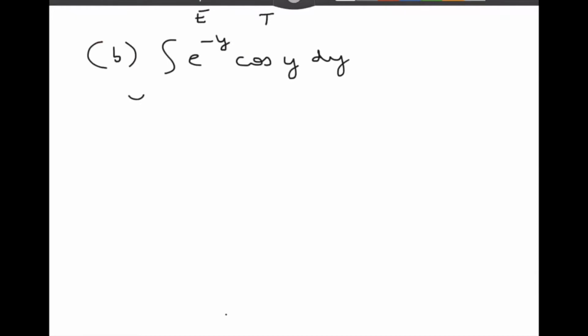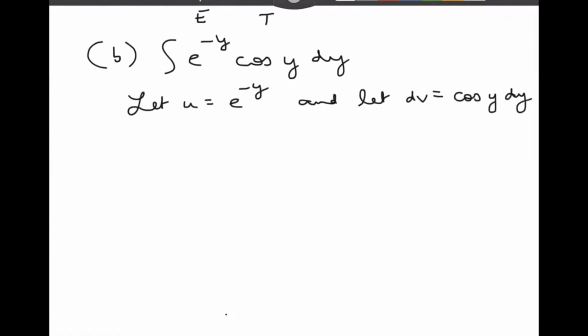So I'll let u equal e to the negative y, and I will let dv be cosine y dy. Seems like maybe a good time to mention again, on this side, you are differentiating. Derivative of e to the negative y is e to the negative y times negative 1 dy. Really, we're doing a differential there. And the integral of cosine y dy is sine y.